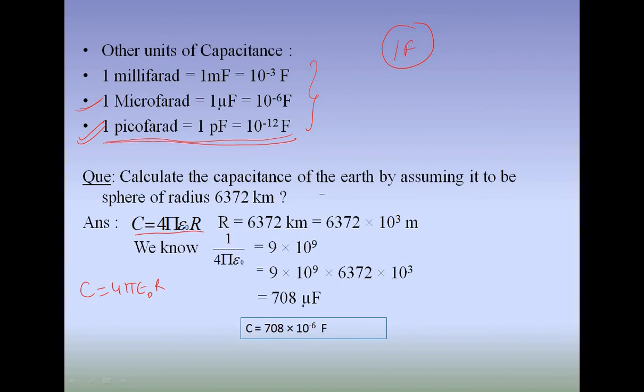Okay, so by solving this you will get the answer, and you can see that the capacitance has this value in microfarad. So imagine a sphere of a radius of this many kilometers, and with this many kilometers of radius the capacitance, or the storing capacity, is equal to 708 microfarad.